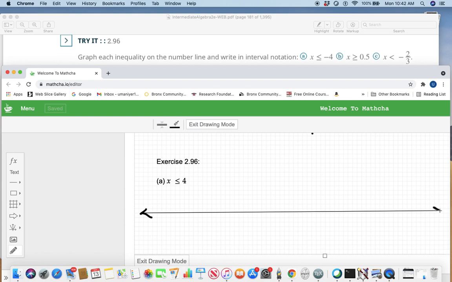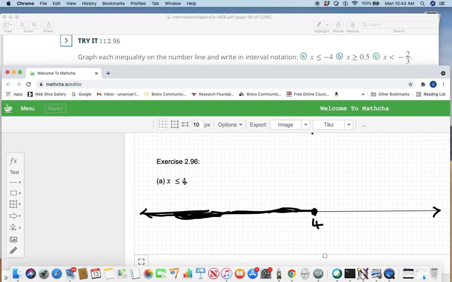Now 4 is somewhere here. First point out where 4 is. Then notice x is less than or equal to 4. Equal tells me I have to fill in this point 4. Then x is less than 4, so less means you go to the left. I have to fill in. So that's your graph.